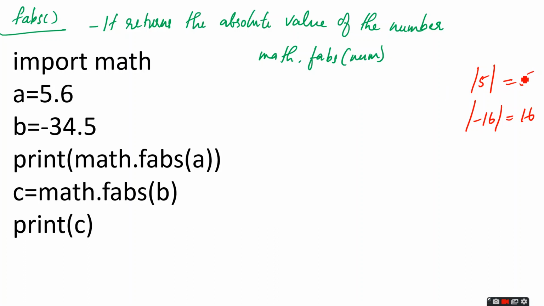So in order to get the absolute value, we will use the absolute function, that is fabs. Import math, a equal to 5.6, b equal to minus 34.5. Print math.fabs of a, the absolute value of 5.6, it is 5.6 itself. c equal to math.fabs of b, that is minus 34.5, it will be 34.5. So print c, the output will be 34.5.